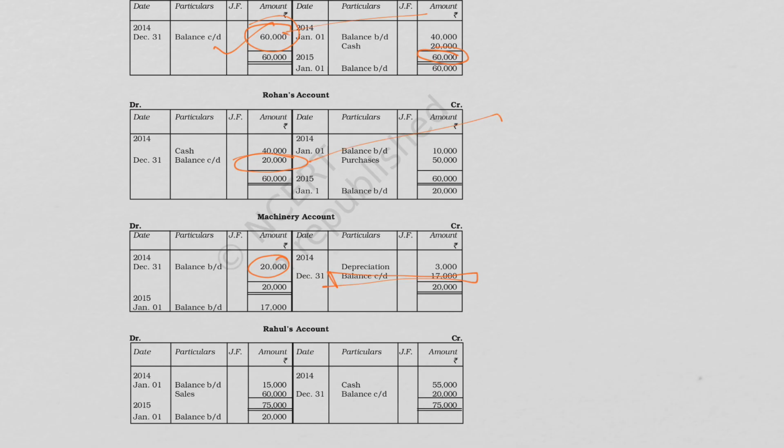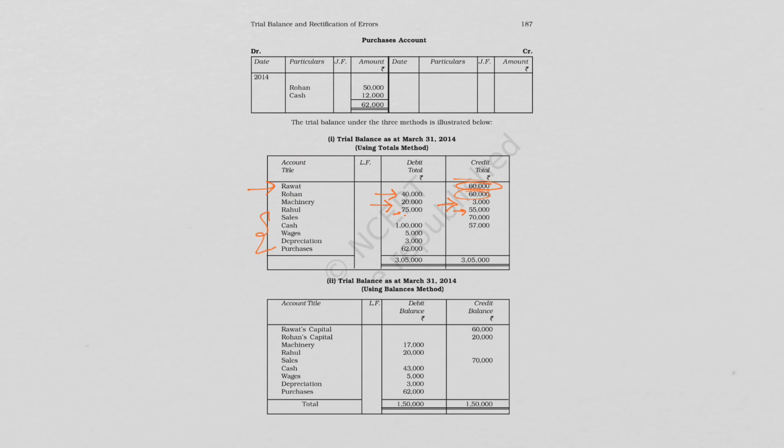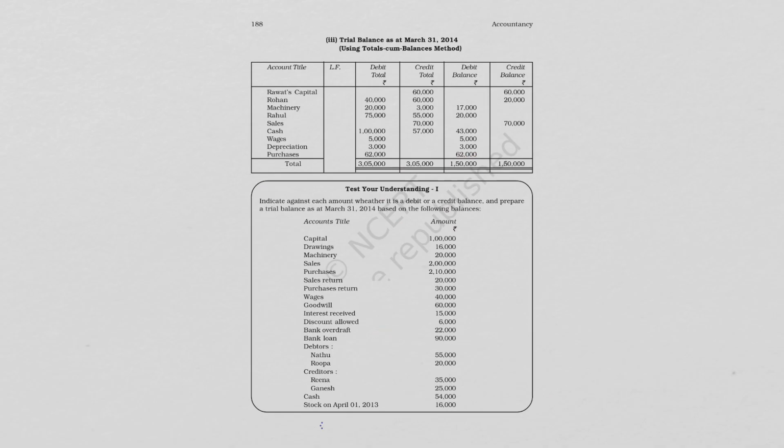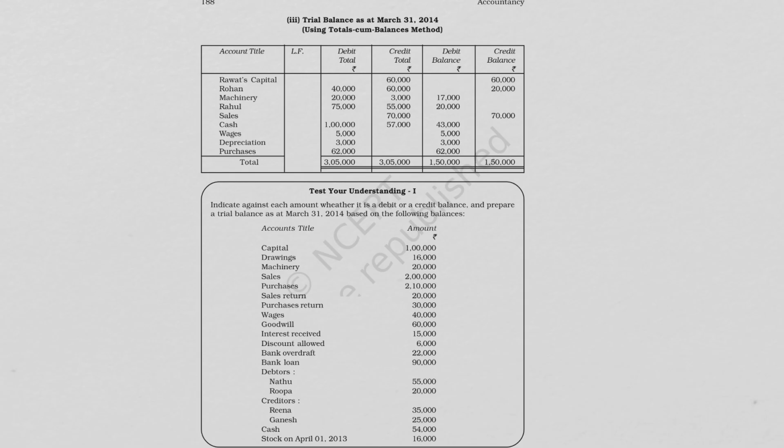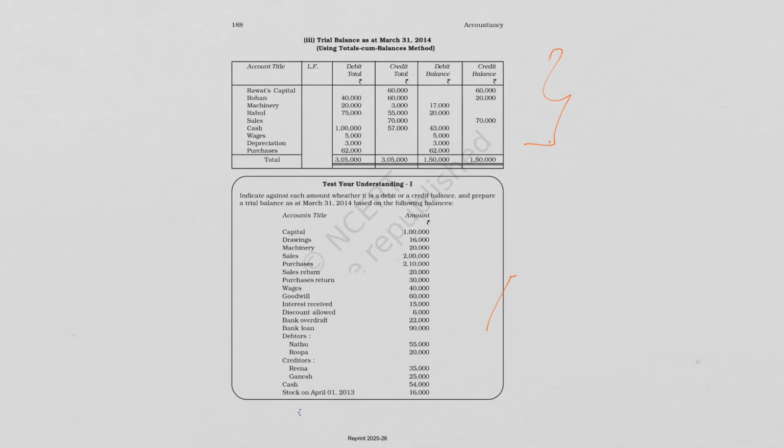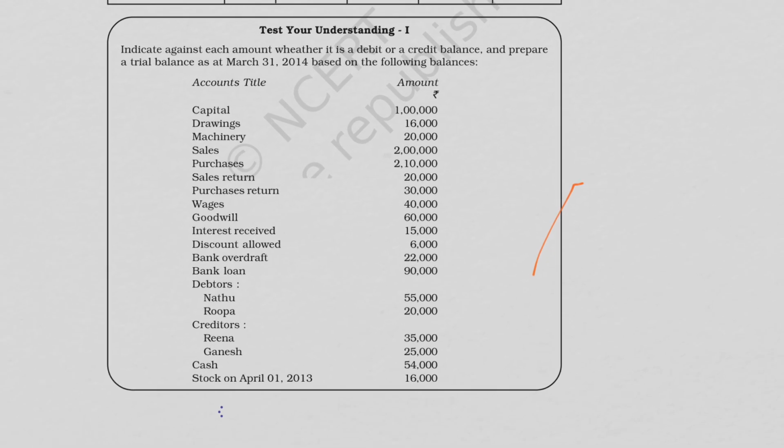So this balance carried down we have to take, and we'll post it respectively on the debit side as well as the credit side. Trial balance using the totals cum balances method. So this is just a combination of your first and second method. Now let us solve this test your understanding question.